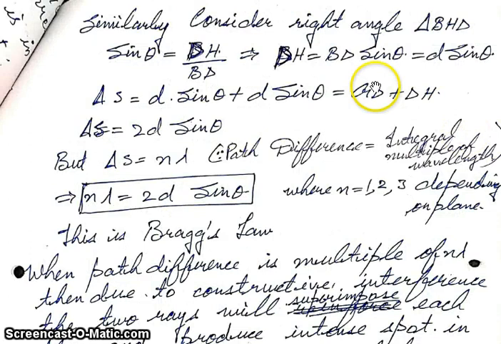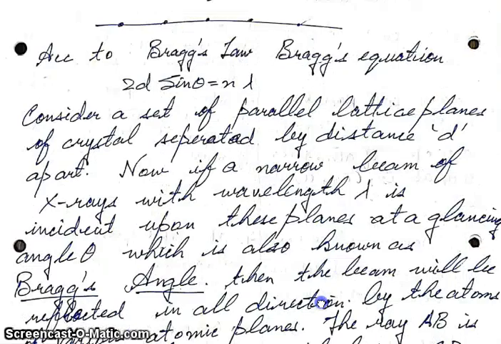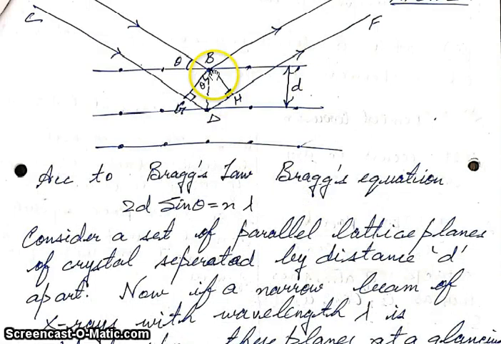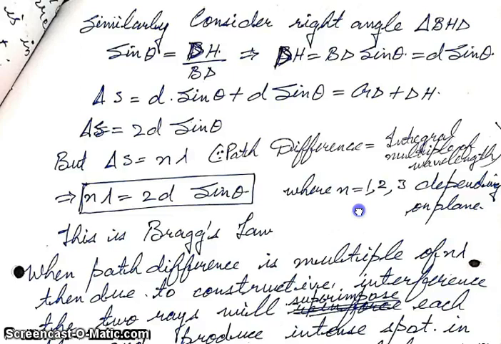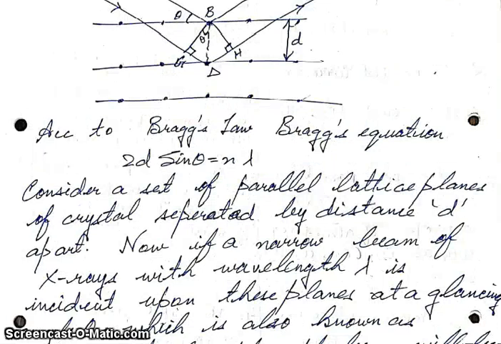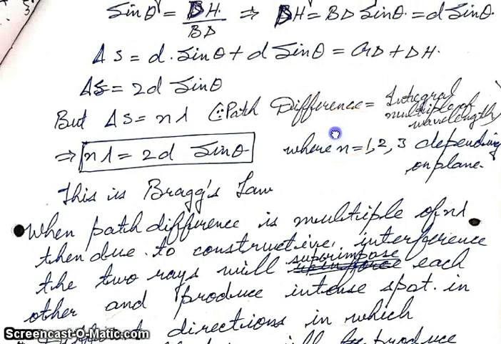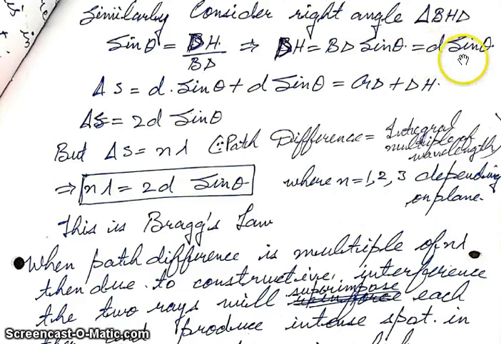Now similarly consider the right angle triangle BHD. In the case of BHD, sin theta is DH upon BD, perpendicular over hypotenuse. So DH is BD sin theta, or you can say d sin theta. DH is d sin theta.